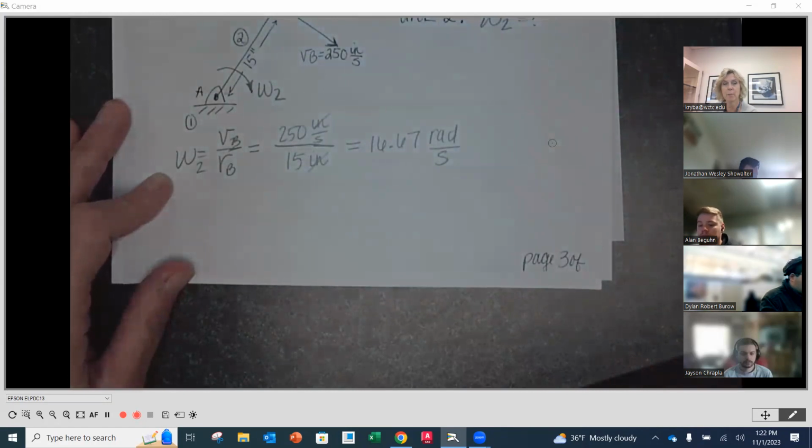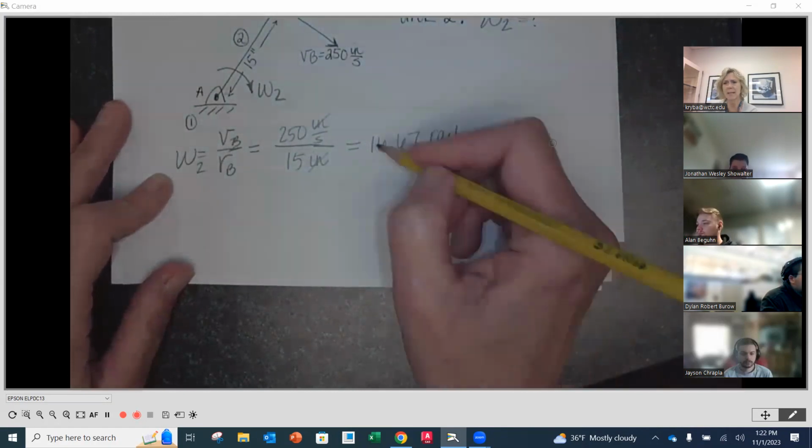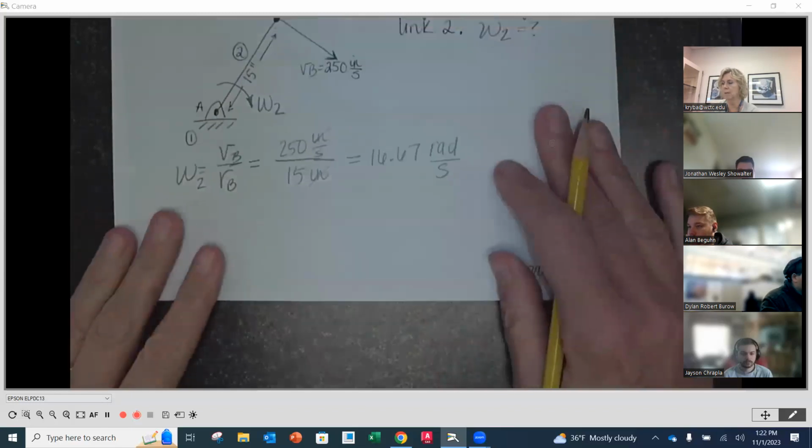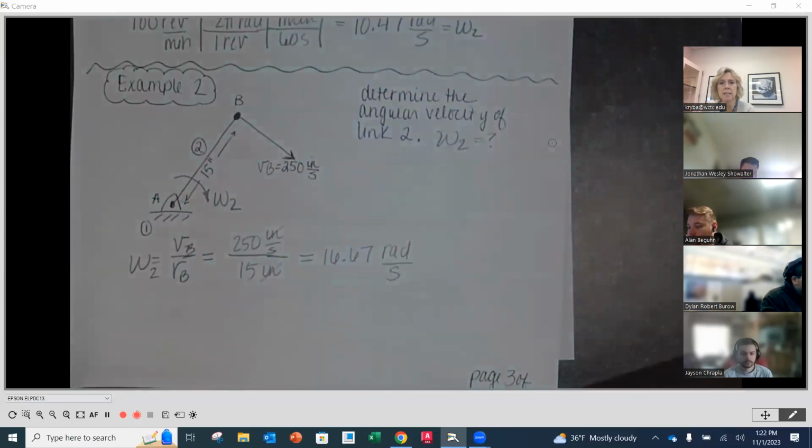All right. Now, did everybody get 16.67? I did. Make sure you get that. Now, the problem wants us to determine the angular velocity of link number 2. So my final answer, 16.67 radians per second, put a box around it and label it W2. I'm not done. Why am I not done?